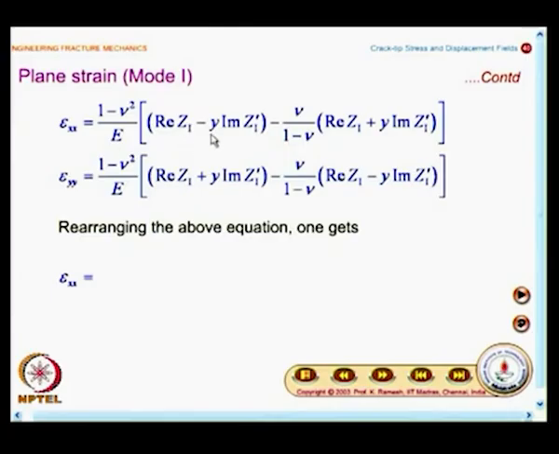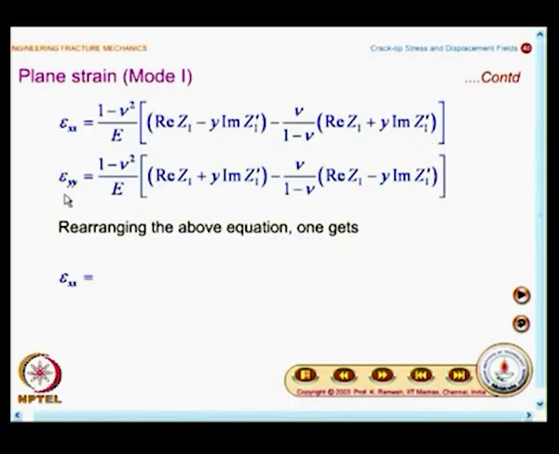So, I get strain quantities related to the Westergaard stress function as follows. It is quite long, please take some time to write this up. So, I get epsilon x x equal to (1 minus nu squared) divided by Young's modulus multiplied by real part of Z1 minus y imaginary part of Z1 prime, minus nu by (1 minus nu) real part of Z1 plus y imaginary part of Z1 prime.